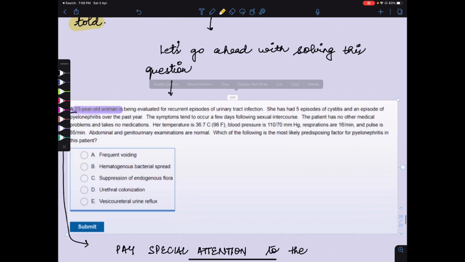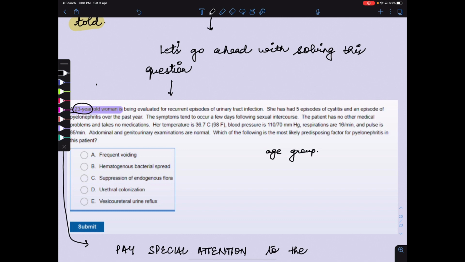So the next strategy is, whenever you read a question, always check the age group. Always check the age group, and always check if the patient is coming to the normal clinic or to the emergency department. Because if you get to know that this patient is coming to the emergency department, that means some emergent situation is there, and you can think in that way. If he's coming to the normal clinic, that means nothing emergent is there. Okay, so your mindset shifts towards the emergency situations if the patient comes to the emergency department.